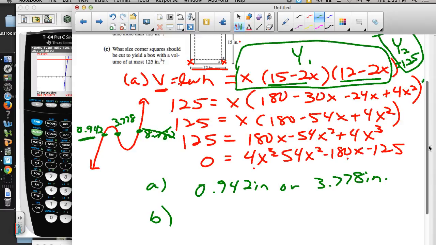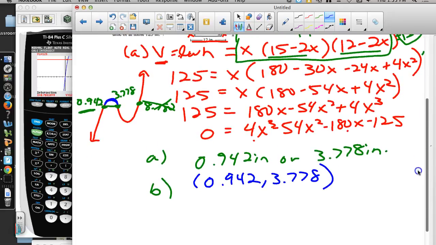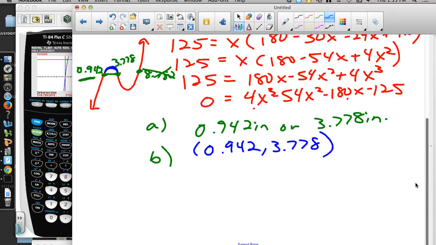So this is where we go back to the sketch and we realize that's going to be anything between those two. Now it said more than, it didn't say equal to, so 0.942 and 3.778 would be our cutoffs, but again we can't include those because it said more than. And then C says, what size corner squares should be cut to yield a box with a volume of at most 125 cubic inches? So at most means really we want what's below it and exactly equal to it. So that would be our 0 to 0.942.